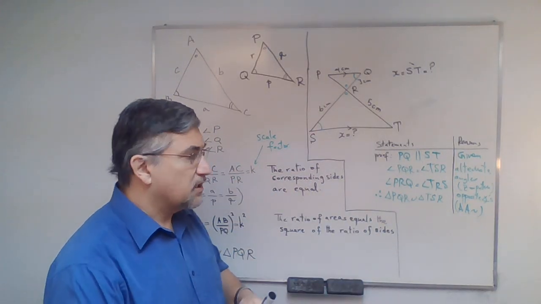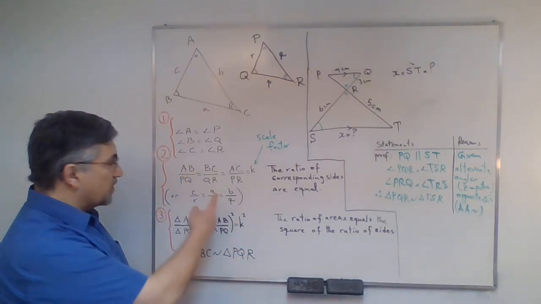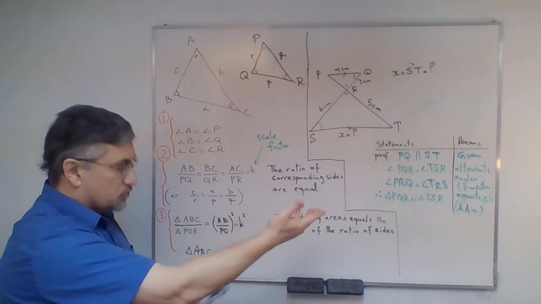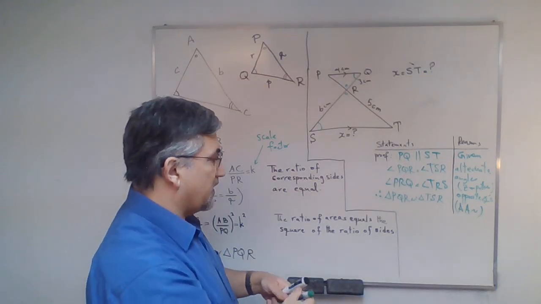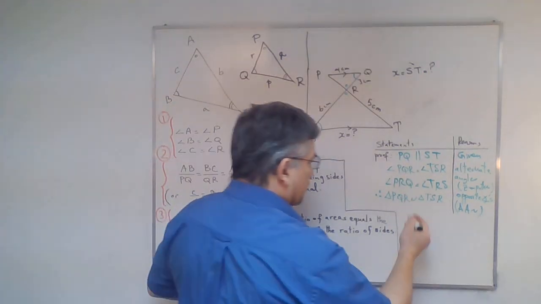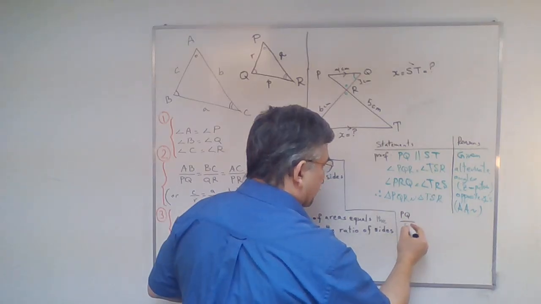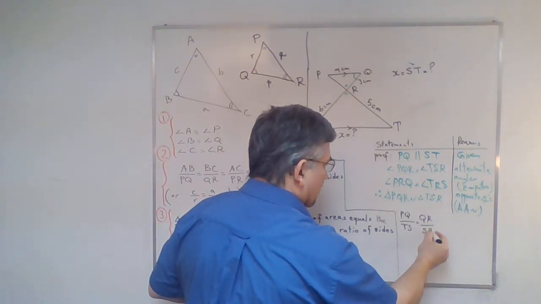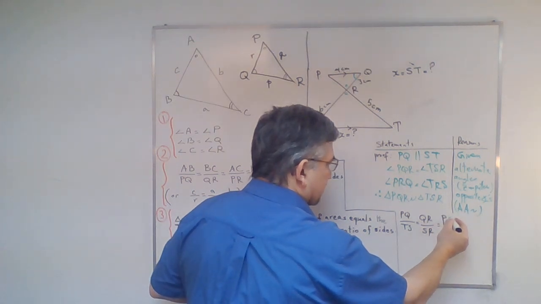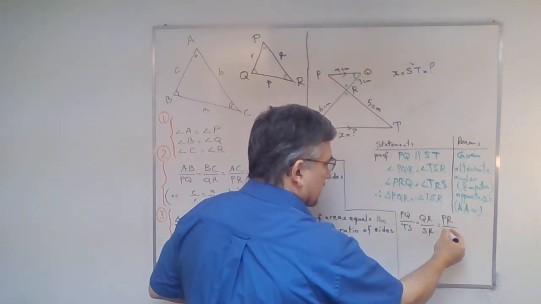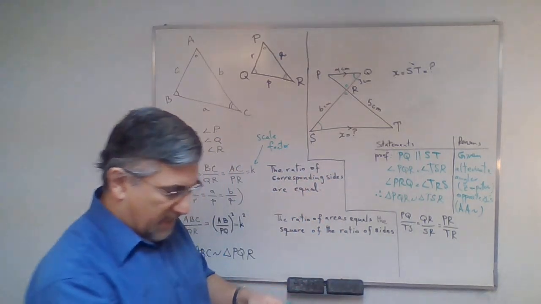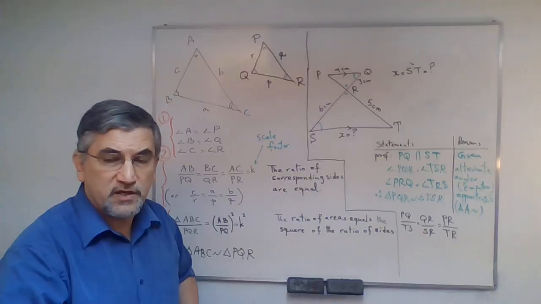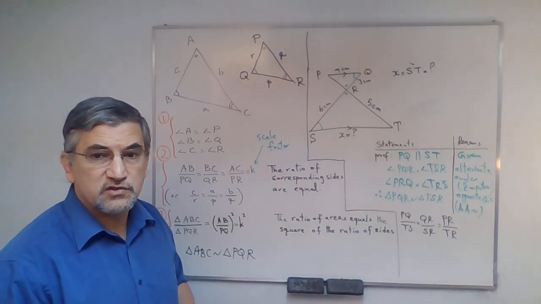Now that they are similar, I can benefit from this. I can say, okay, now that they're similar, this means that the ratio of corresponding sides are equal. So I'm going to write the ratio of corresponding sides. I'm going to say PQ over TS is the same as QR over SR, and it's the same as the ratio of side PR to side TR. As simple as that. We write the ratio of corresponding sides. This is the conclusion that we come up with from the fact that we proved the two triangles are similar.